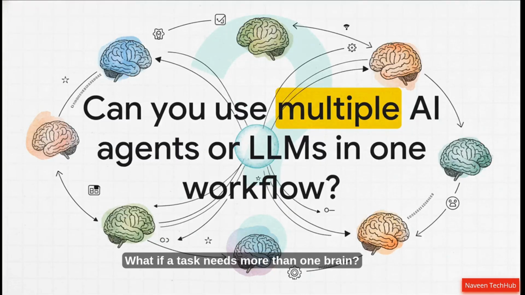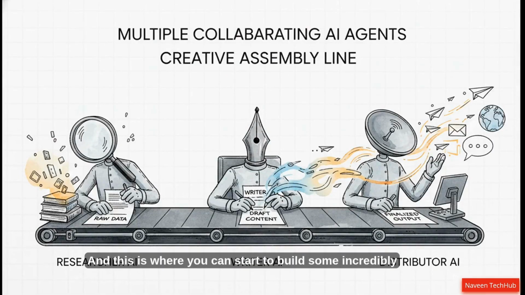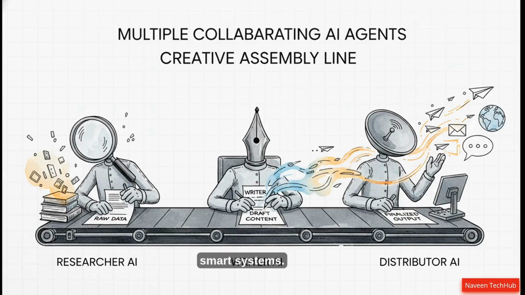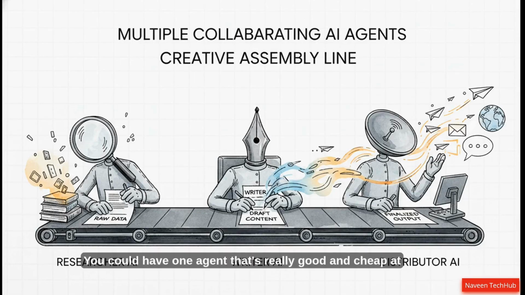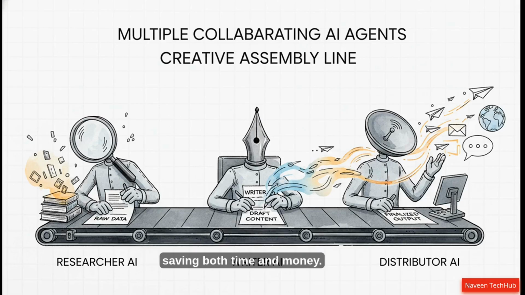Let's take it a step further now. What if a task needs more than one brain? Is it possible to have multiple AI agents, maybe even using different AI models, all working together inside a single workflow? Absolutely. And this is where you can start to build some incredibly smart systems. I want you to think of it like hiring a team of specialists. You could have one agent that's really good and cheap at just researching data. Then it passes its findings to a much more powerful creative agent that's an expert in writing. This lets you use the right brain for the right job, saving both time and money.